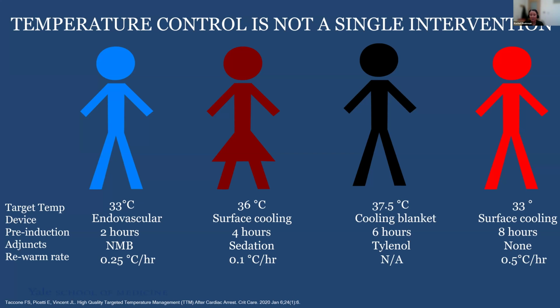Using these case examples, you can see that when the time to achieve target temperature is the key metric, it's very hard to differentiate between patient 1 and patient 4. The problem is that the likelihood of benefit of the intervention may be different for each of these patients.